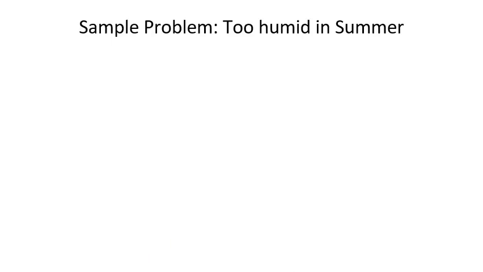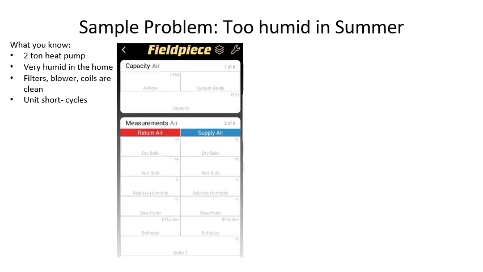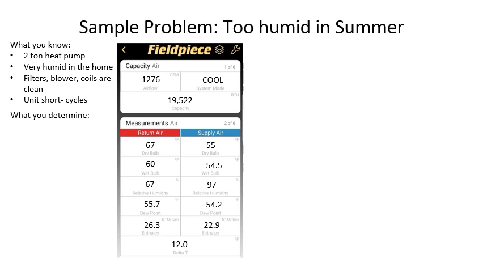Let's work another service call here and see what this system is doing. The customer is complaining that the humidity is too high in the summertime. So when we get there, we verify a few things. We see that it is a 2-ton heat pump. It's very humid in the home. We verified that. We've also, through a visual inspection, verified that the filters, the blower, and the coils are all clean, and they're not the cause of this service call. We also notice that the unit short cycles. It turns on for a few minutes, and then shortly thereafter it turns off. That's kind of a cause of concern for us. So we hook up our instrumentation, we start taking some readings, and this is what we get.